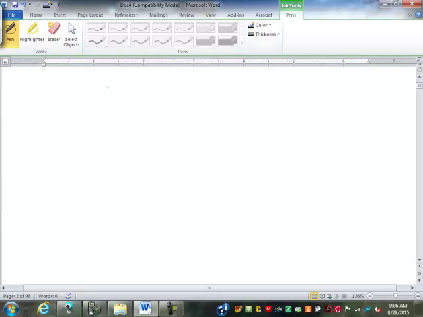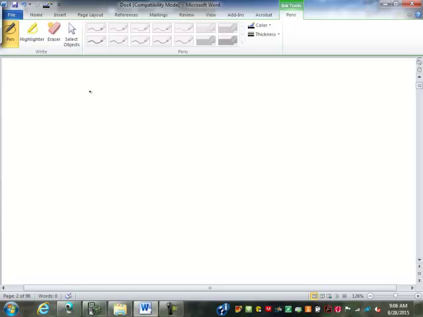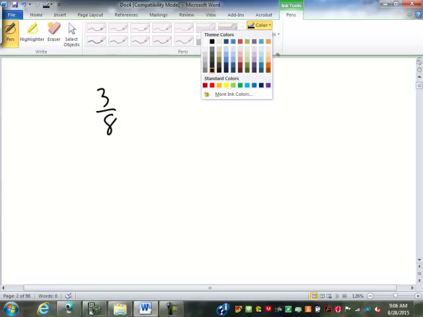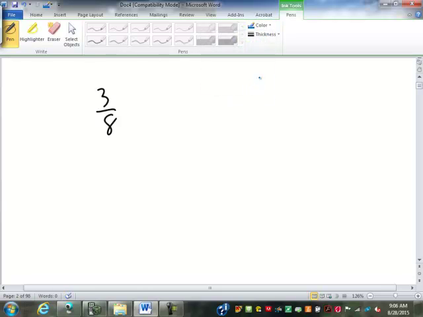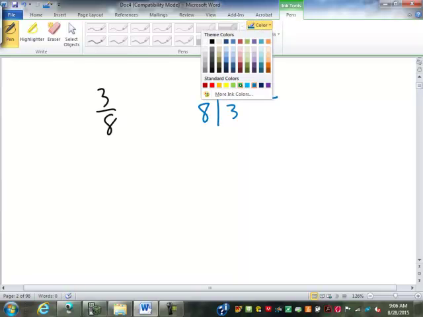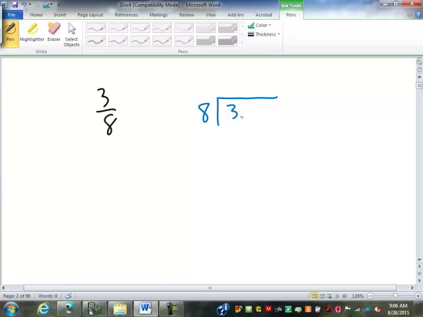Okay, so what about going the other direction? What if we have a fraction and we want to turn it into a decimal, like 3/8? Well, remember we said a fraction can be thought of as a division problem. So this can be 3 divided by 8. Of course, 8 doesn't go into 3. So what do we have to do? Add a decimal point. Before we can add zeros, we have to put that decimal point in.